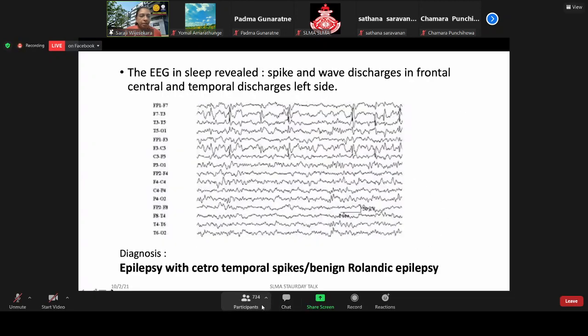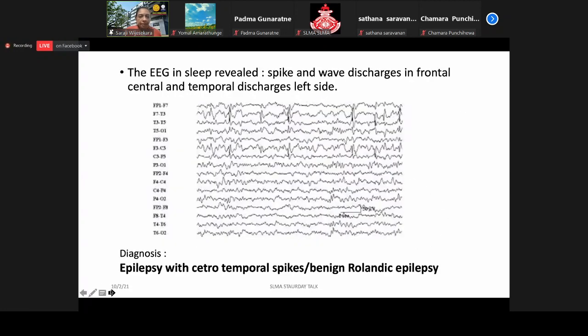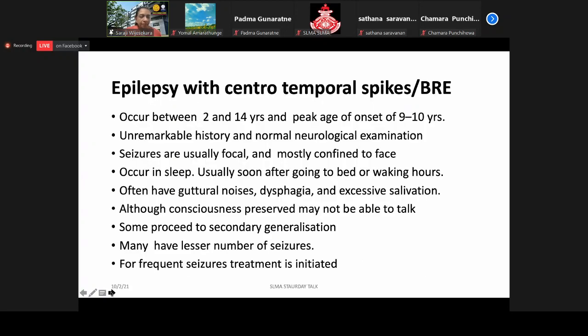So the EEG in sleep revealed spike and wave discharges. I don't know if you can appreciate this. This is on one side, the left side: frontal, central, and temporal discharges, right? So the diagnosis here is epilepsy with centrotemporal spikes, or benign Rolandic epilepsy, as we used to call it earlier, but we don't use that term anymore. Epilepsy with centrotemporal spikes is the name that we use now.